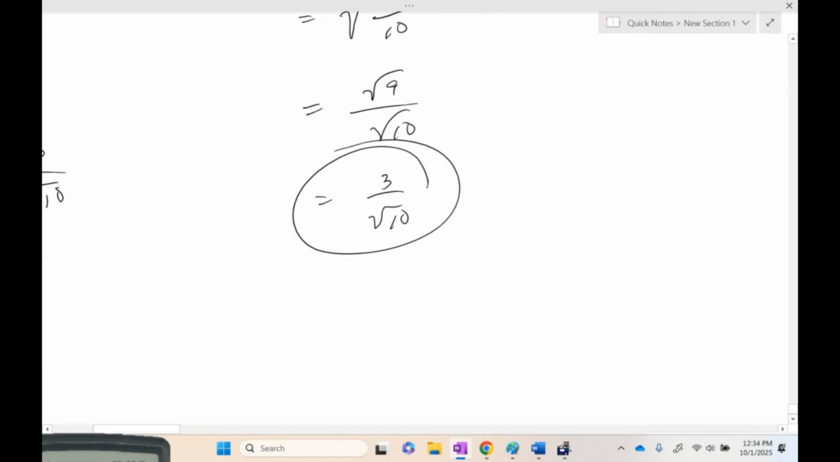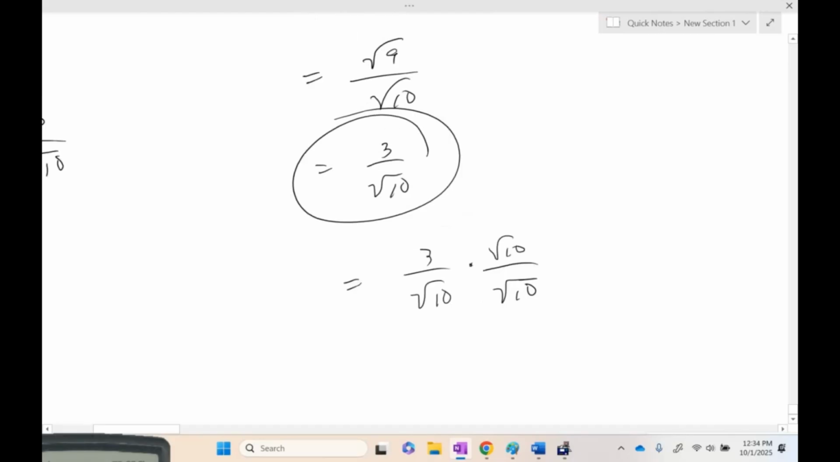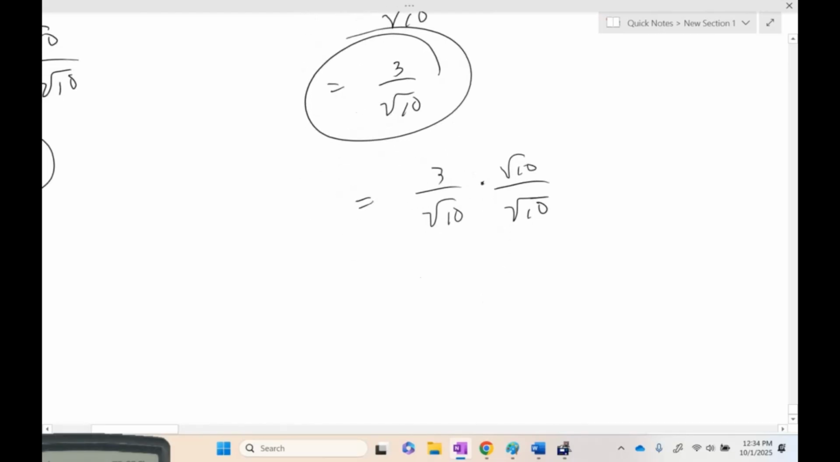They're going to accept that for an answer. But if you want to rationalize the denominator, I'm just going to multiply by a special form of 1, right? Anything over itself is 1. If I multiply straight across, 3 times the square root of 10 is 3 square root of 10. And the square root of 10 times the square root of 10 is 10.